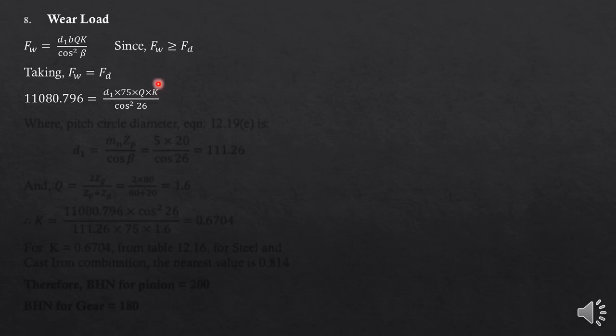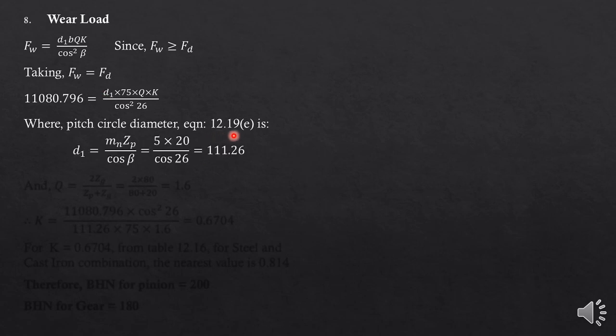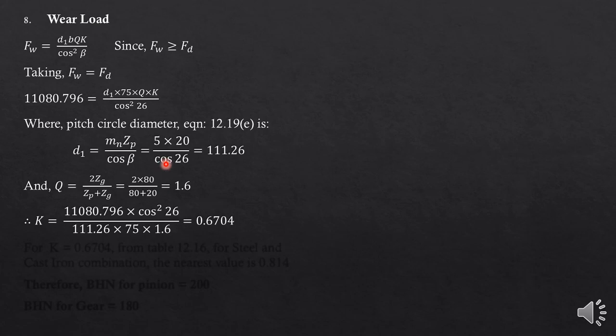Now in this equation, D1 is the pitch circle diameter of the pinion, and it is given in equation 12.19e. Solve for it and you will get it as 111.26 millimeters. And similarly we will solve for the ratio factor. Substitute the number of teeth and you will get Q as 1.6. Substitute everything back into the wear equation, equate it with the dynamic load, and you will get K as 0.6704.